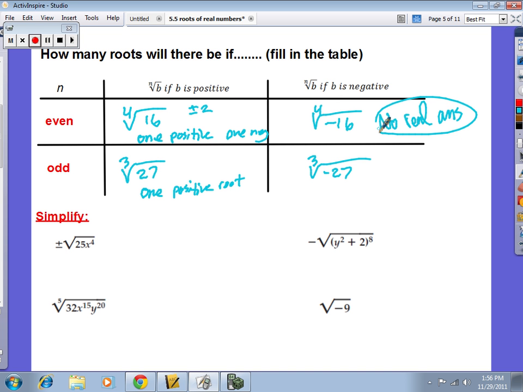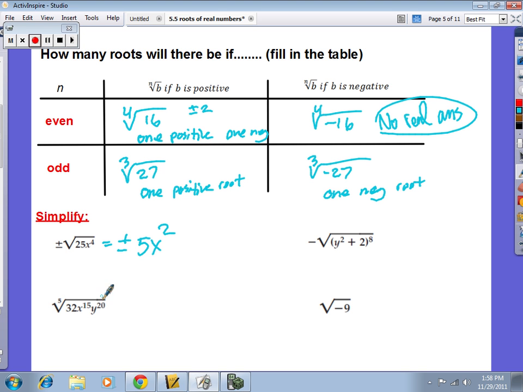Now, Ashley, if your index is odd and your radicand is negative, how many roots is there going to be? What is your root going to be, positive or negative? So you're going to have one negative root. Is it going to be positive or negative 5x squared? Plus or minus? Yes. Let's just skip down and do this guy.